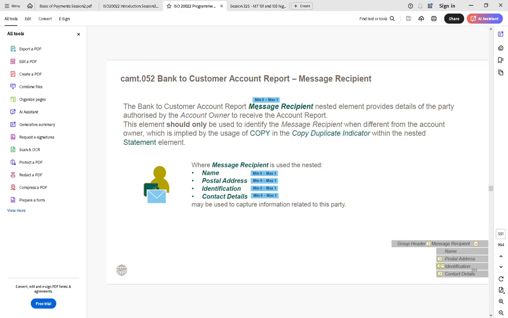So the bank to message recipient nested element provides the details of the party authorized by the account owner to receive the account report. The element should only be used to identify the message recipient, who is the recipient, when different from the account owner. If the account owner is different, then only mention it, which is implied by the usage of copy in the copy indicator column within the nested statement. So message recipient is mentioned with this name, address, contact details.